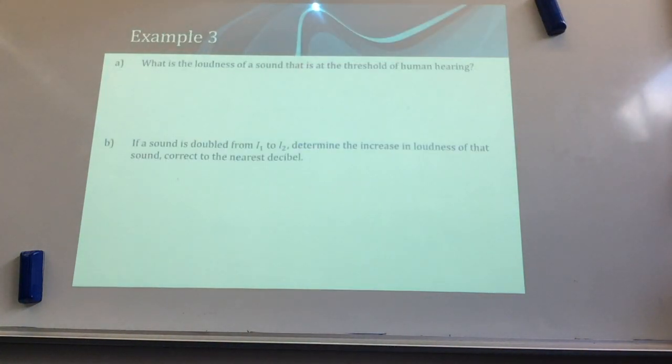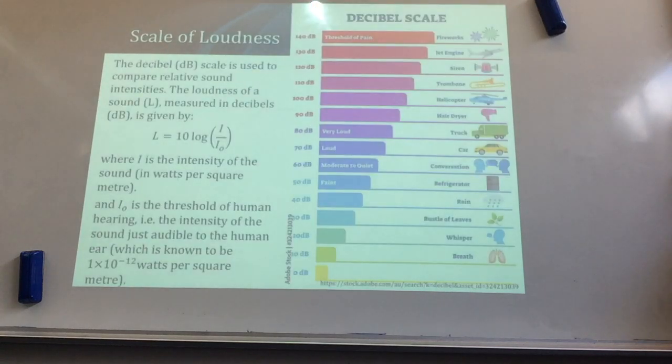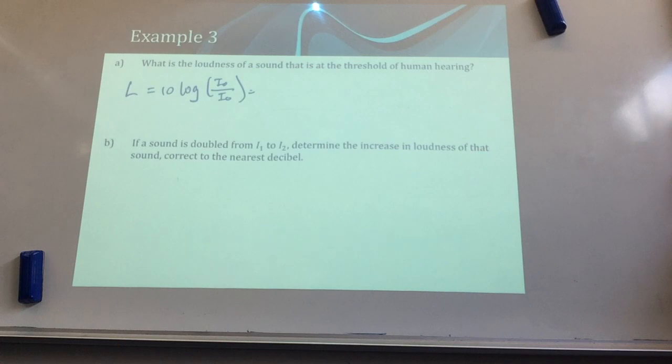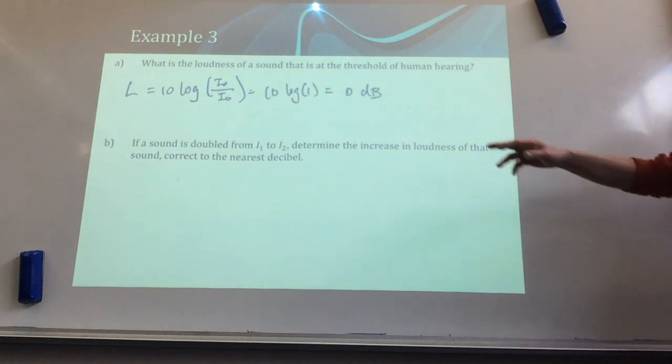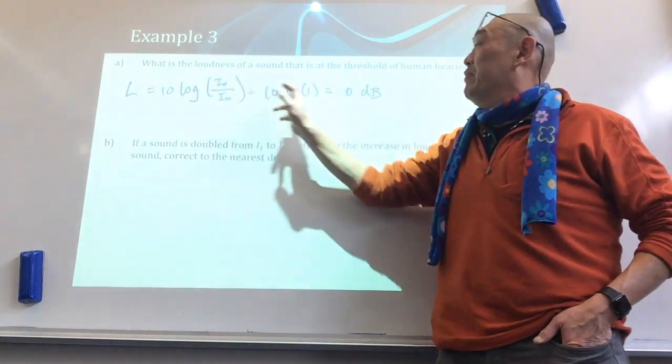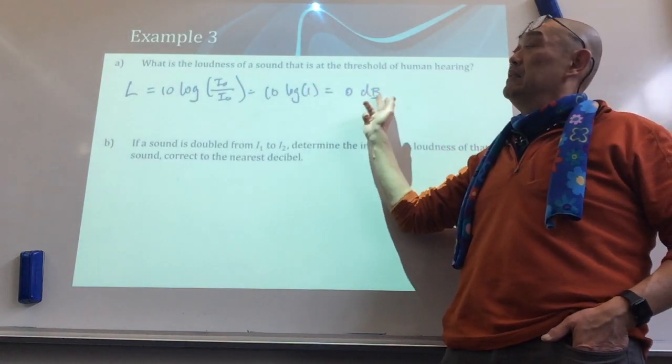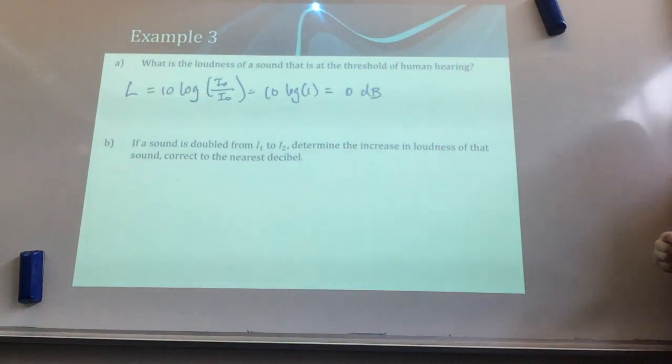So what is the loudness of a sound that is at the threshold of human hearing? You need to think about how you're going to work that out. I use I naught for I, so you use that divided by that, which is 1, and the log of 1 is 0. That's 0 decibels. That is the loudness of the sound just at the threshold of human hearing.